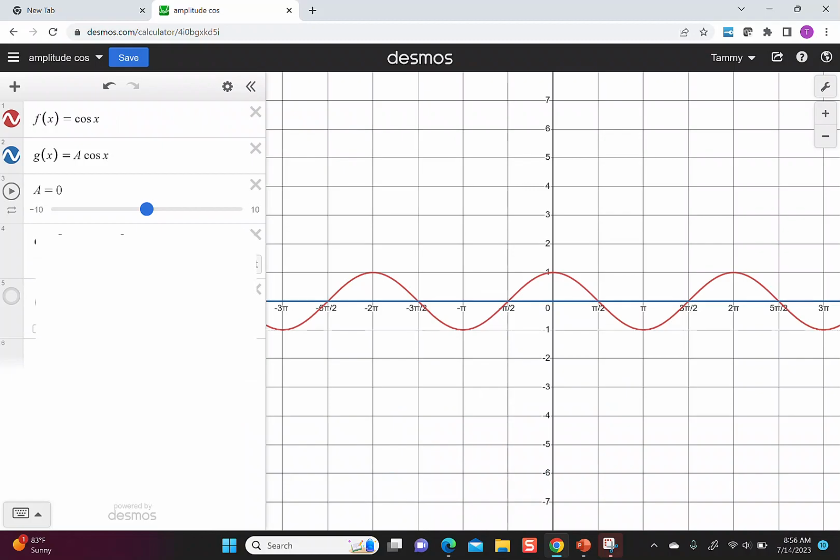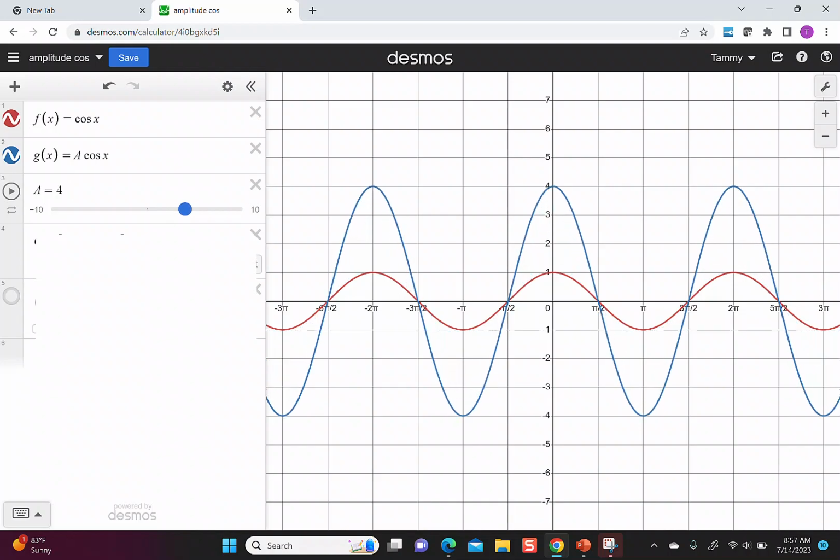The next transformation we're going to look at is amplitude. Amplitude is the stretching or shrinking of our function. It comes from having a coefficient of our sine of x or cosine of x. Here I've graphed cosine of x. If I increase the value of a, cosine of x stretches. We can see the max gets higher, the min gets lower.